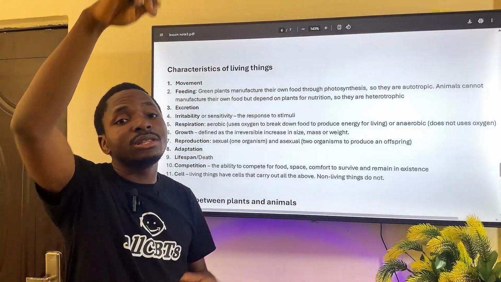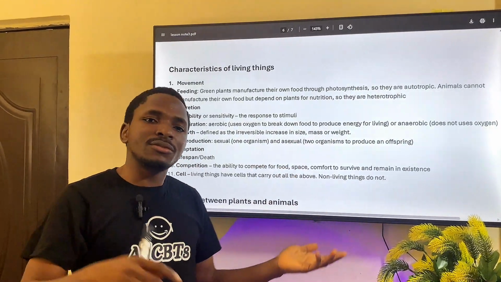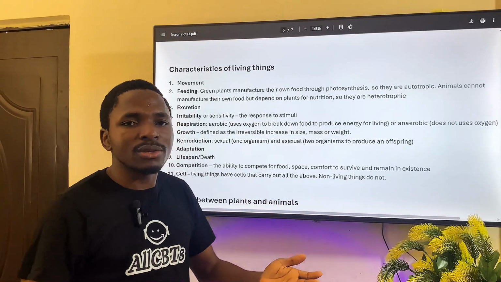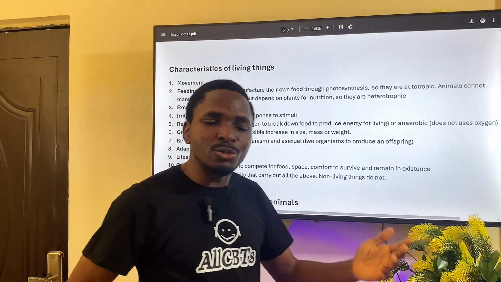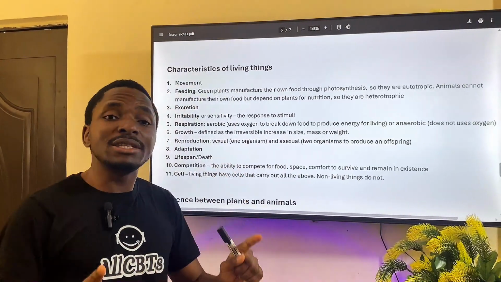Either they move upwards, like plants. Plants will also move. Their branches will move. Okay? Or like animals, like I now. Movement is a characteristic of living things. All living things must move.